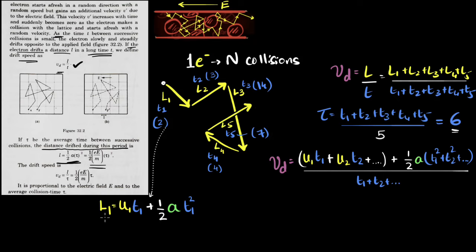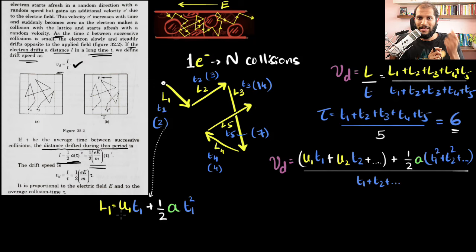Ut is the length that the electron would have traveled if there was no acceleration, right? I mean, if acceleration is zero, then La becomes equal to ut. So ut represents the distance covered, or the displacement, of the electron without the acceleration. In other words, the displacement of the electron when there is no electric field, when it is not connected to any battery or any power source, right?